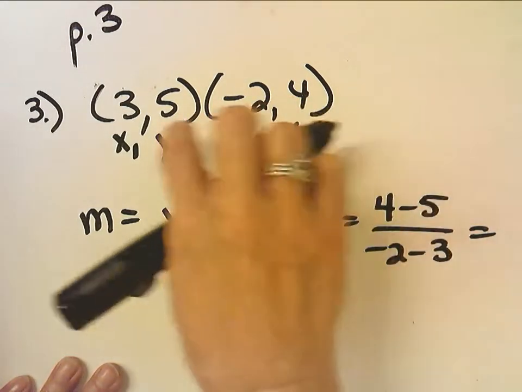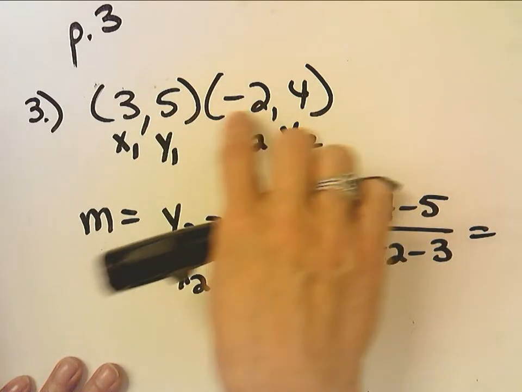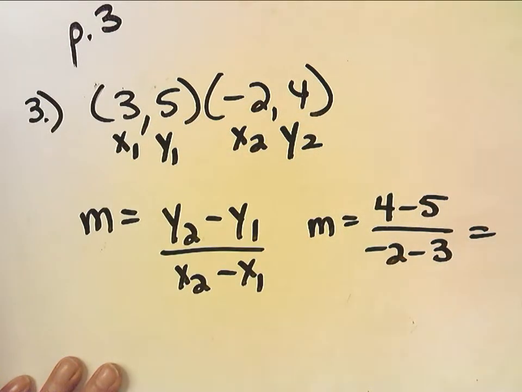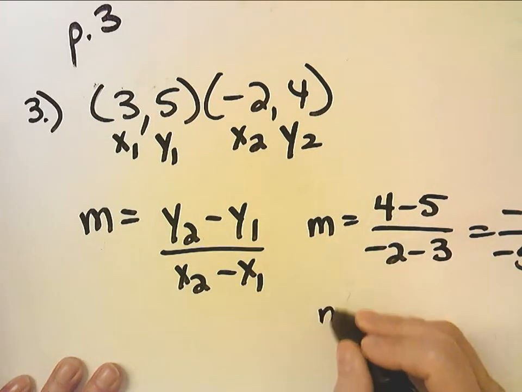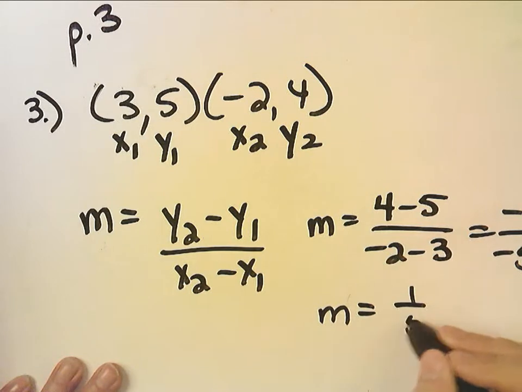I did y sub 2 minus y sub 1, x sub 2 minus x sub 1. Okay, this equals negative 1 over negative 5. When they're both negative, we simplify to 1/5.